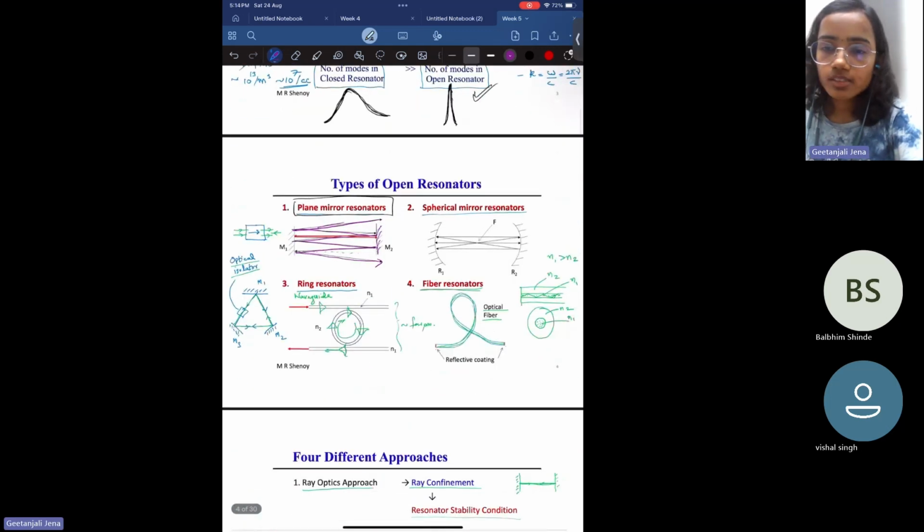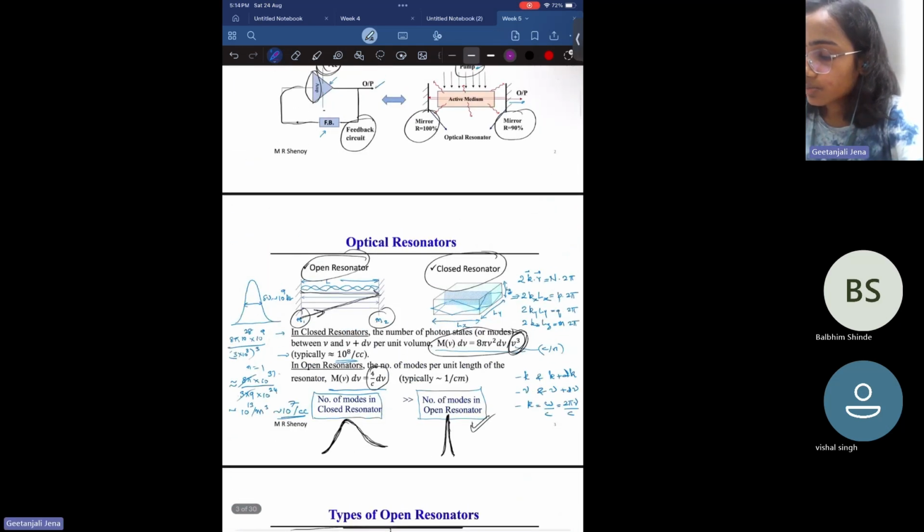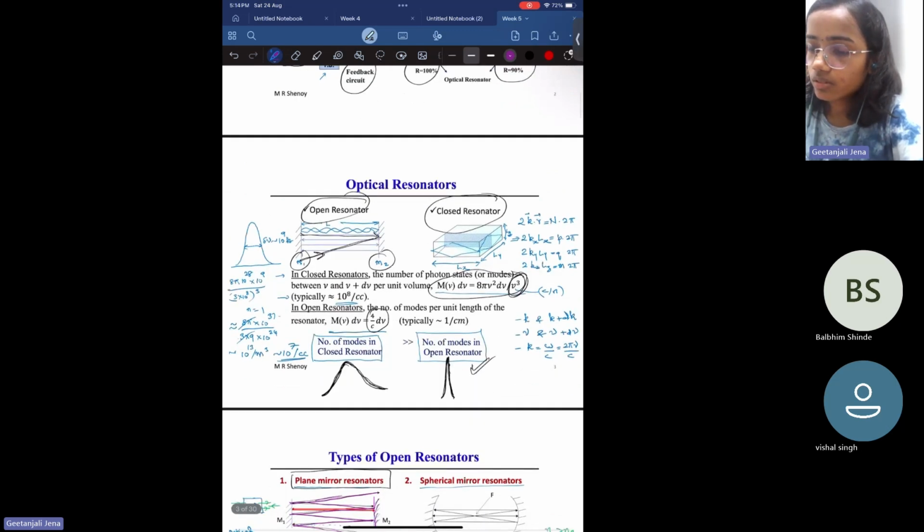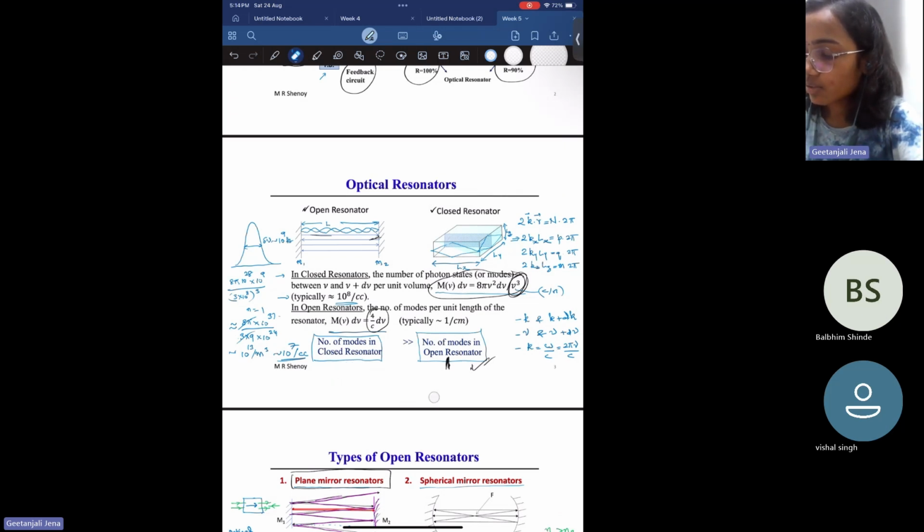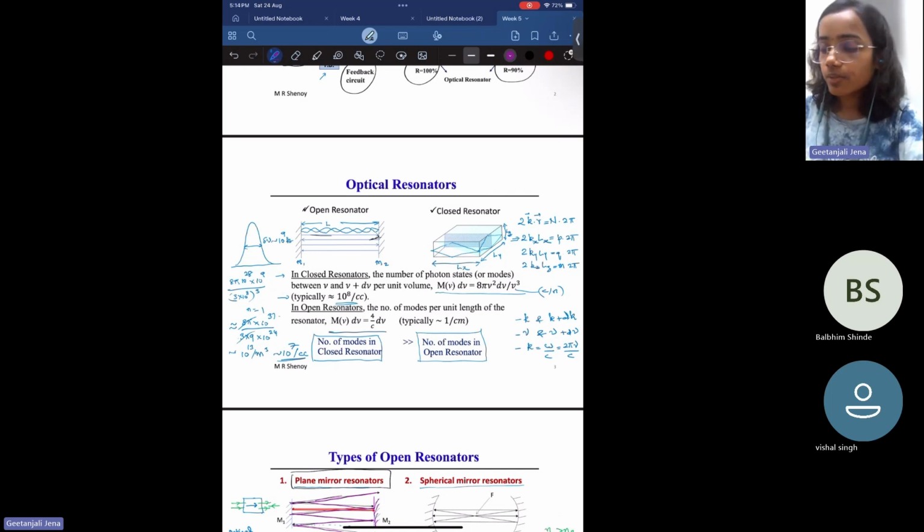So we're discussing the different types of open resonator. Because the screen was frozen, let me quickly go through the concept that I told earlier. We have different types of optical resonator: one is the open resonator and another is the closed resonator. In the open resonator, only a few ray paths are allowed to propagate. But in a closed resonator, because the light is confined inside the volume, different types of ray path can be confined.